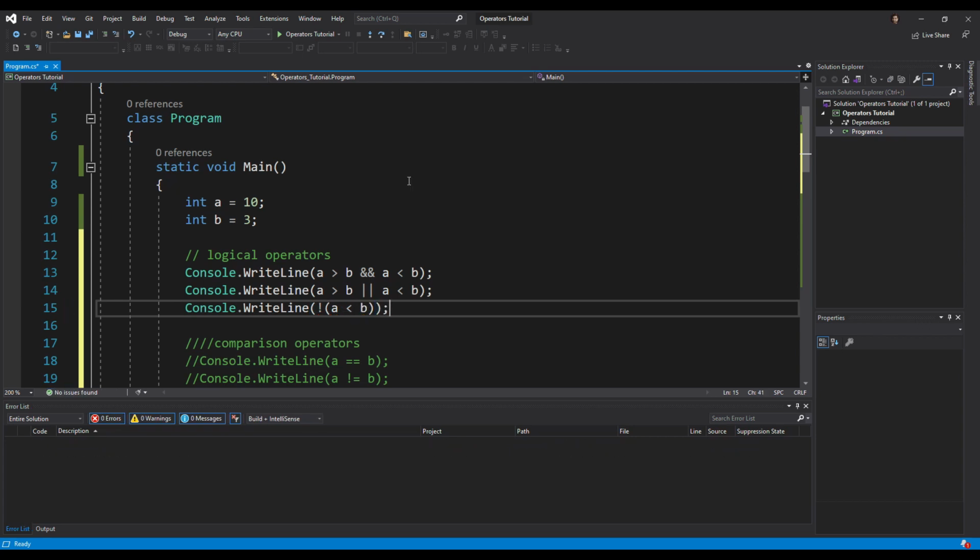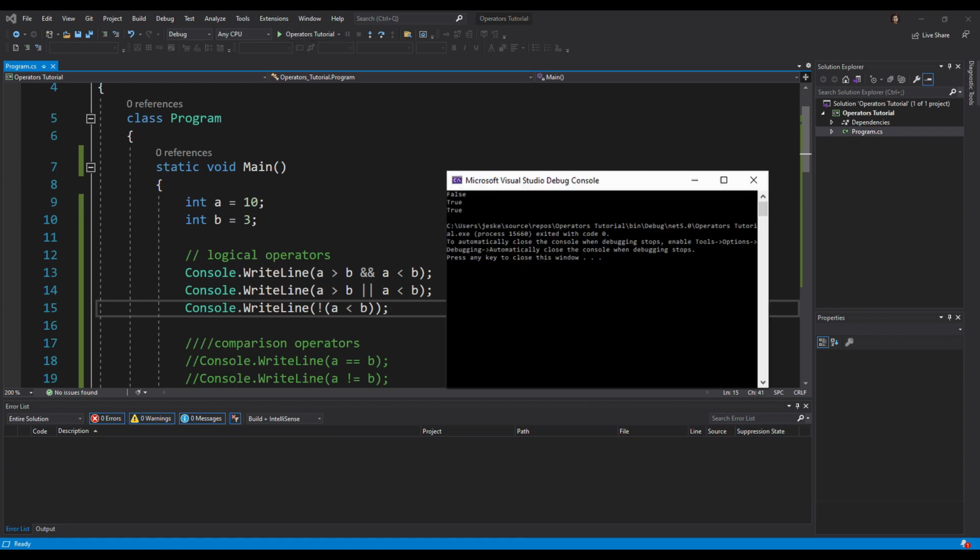Logical operators allow us to compare one or more statements logically. So if I run these, our first example is a is greater than b and a is less than b. That's what the two ampersands is, the programmatic way of saying and. Now in our second example, we have the same statement, but with two vertical pipes. And what this symbol means is one or the other. It's a programmatic way of saying or.